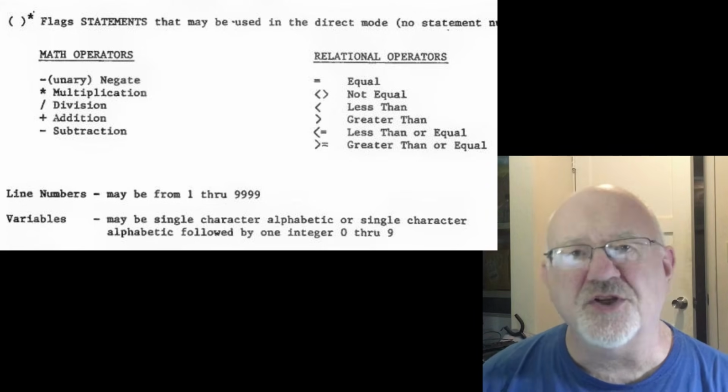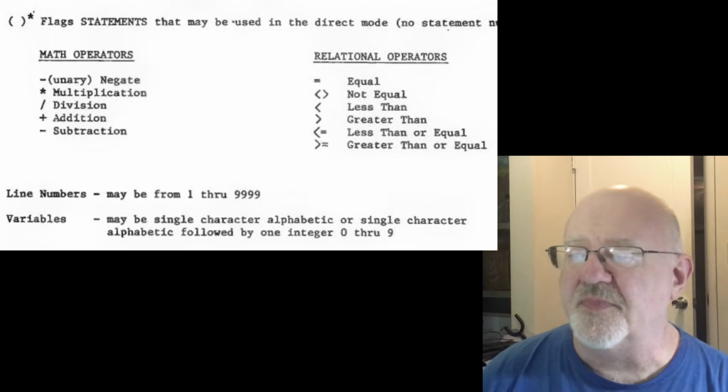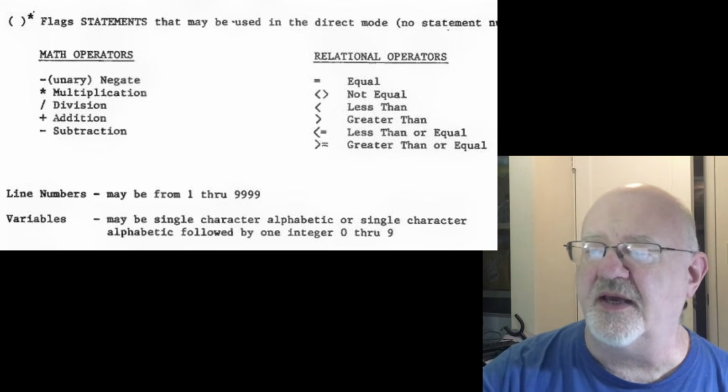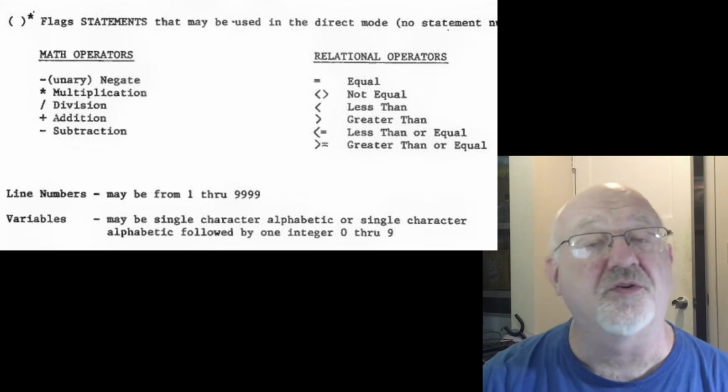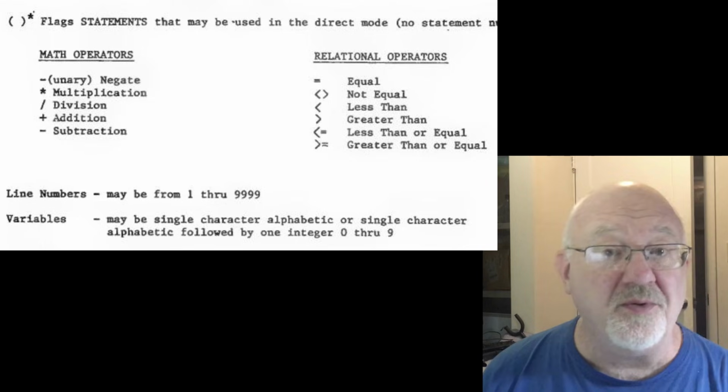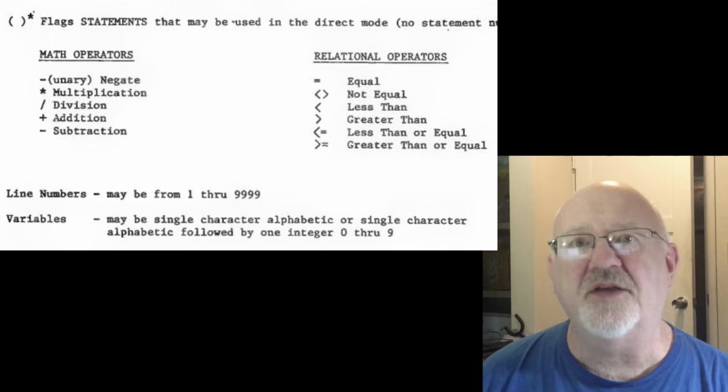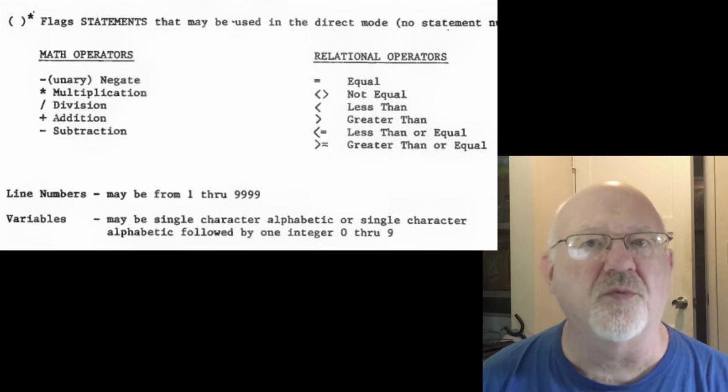You do have a larger cache of variables to work with. You'll notice that it can be a single character or a character followed by an integer of 0 through 9. So that's pretty cool. That just vastly multiplies the amount of variables you have to work with.